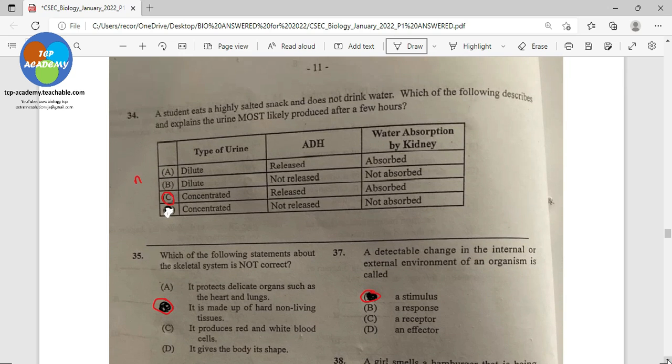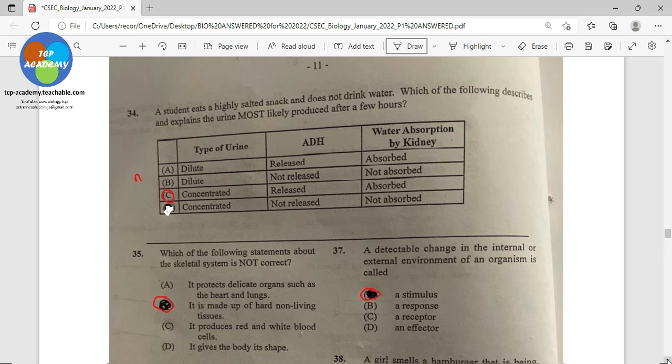item 34, where we are not in agreement with the supplied answer, but we are going to explain what we have. It might have been an error. We are in no way discrediting the person who wrote the paper before. A student ate a highly salted snack and does not drink water. Which of the following describes and explains the urine most likely produced after a few hours? What's our answer here? Our answer is going to be C. The answer that was supplied was D. This is a new question. I will move right along.